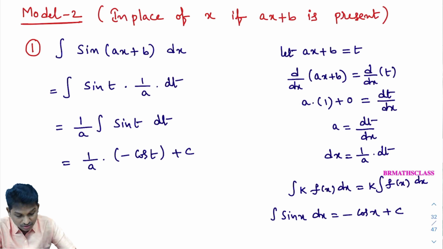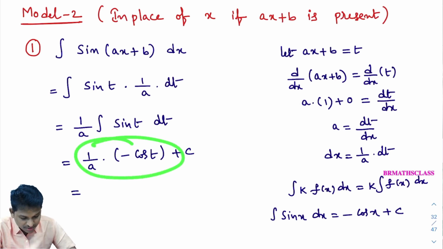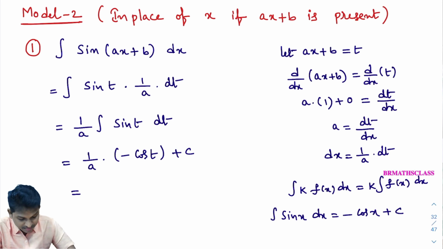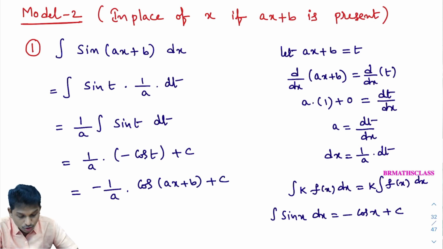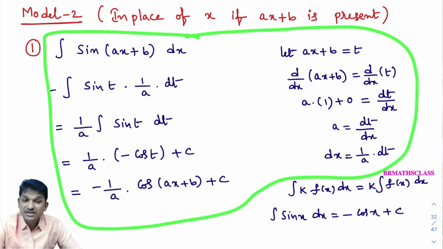Okay. So look here, this equals, now you multiply these two terms, plus of minus is minus. Minus 1 by a into cos of, what is t? T is ax plus b. So in place of t, I'll write ax plus b, ax plus b plus c. I hope you understand this. This is the regular substitution method.